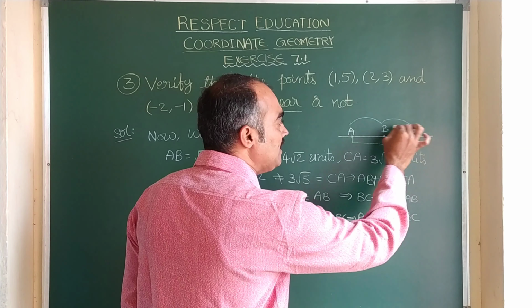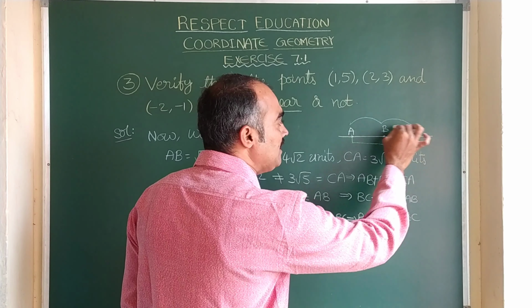Now let us see the next question, question number 4. Check whether 5 comma minus 2, 6 comma 4 and 7 comma minus 2 are the vertices of an isosceles triangle. Here 3 points are given, so let us consider them as A, B and C. Let us consider the first point as A, 5 comma minus 2. The second point is B, 6 comma 4. And the third point is C, 7 comma minus 2.